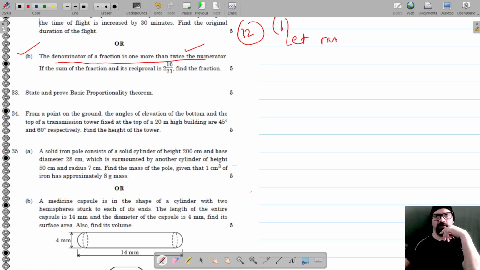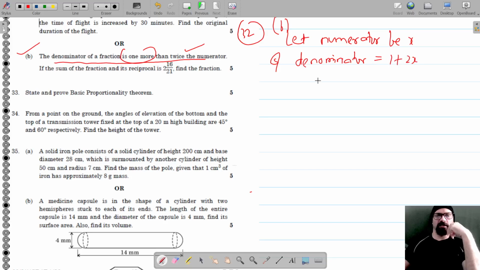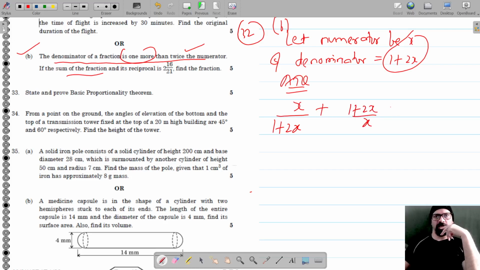So let the numerator be x, and the denominator is one more, meaning 1 plus twice the numerator, 2x. Now, according to the question, the sum of the fraction and its reciprocal. So our fraction becomes x by 1 plus 2x, this is the numerator and this is the denominator. And its reciprocal is 1 plus 2x by x, and the sum is 58 by 21.